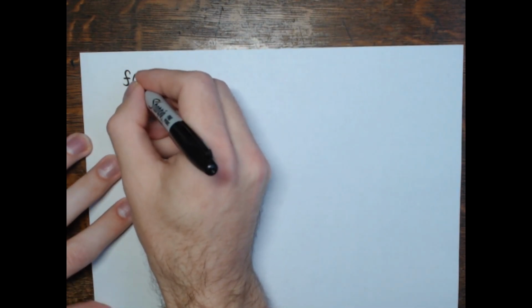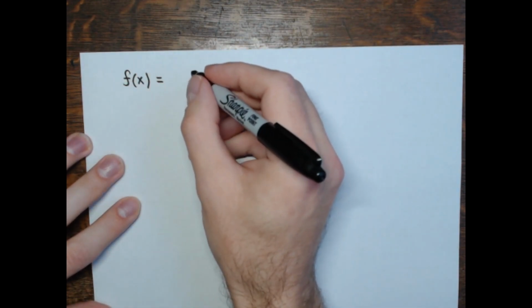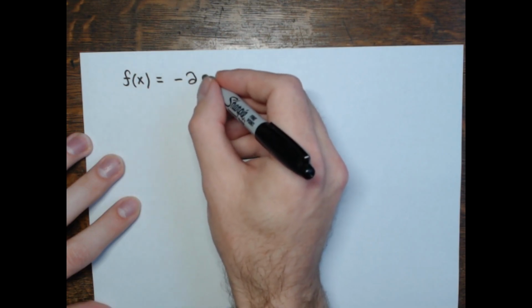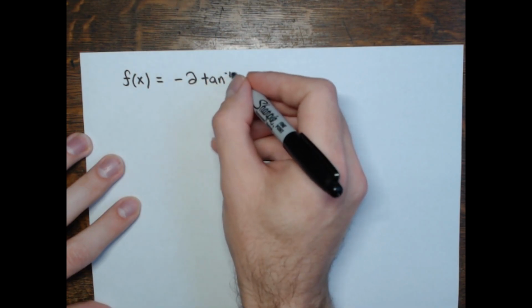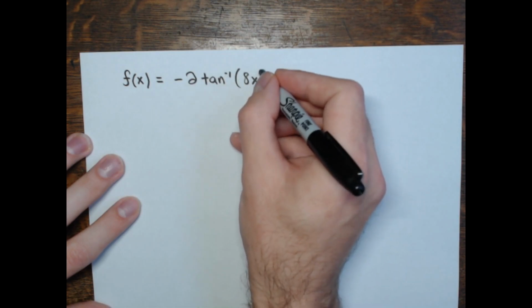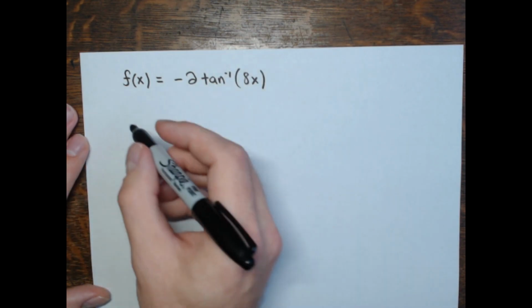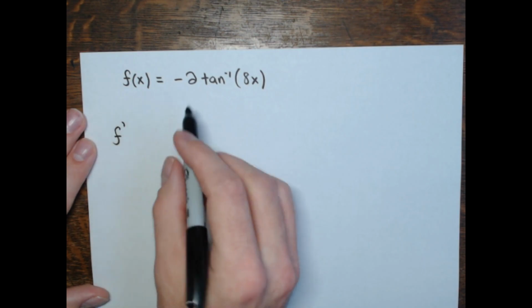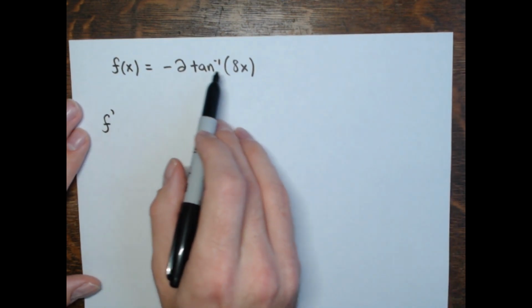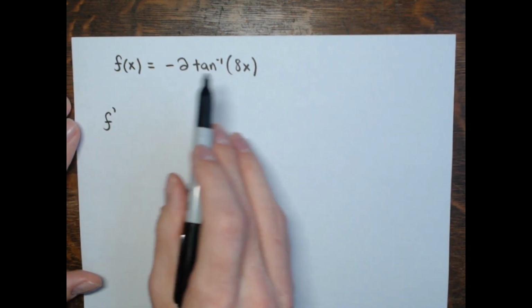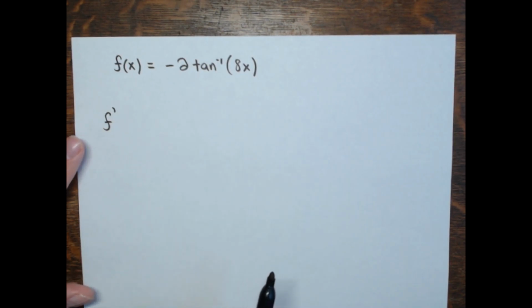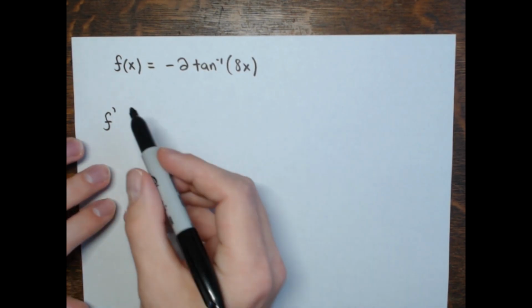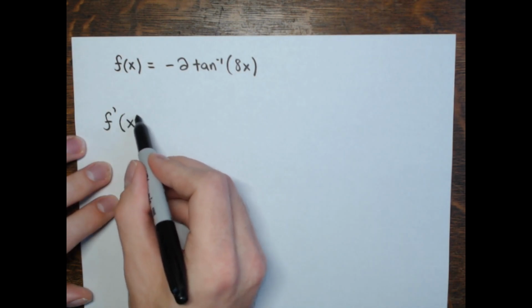F is equal to negative 2 times the inverse tangent, or arctangent, of 8x. Now look at f prime. This is not a rational function. This is not something that we could express with some geometric series like we've been doing for almost all these problems. But look at the derivative.